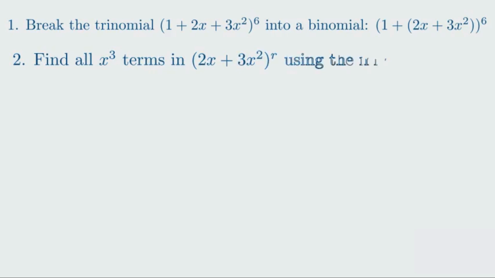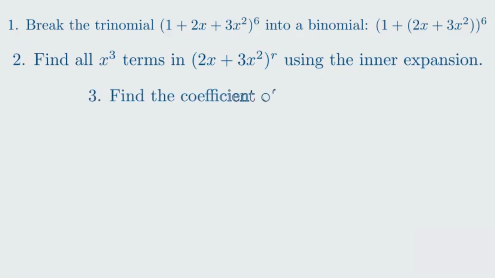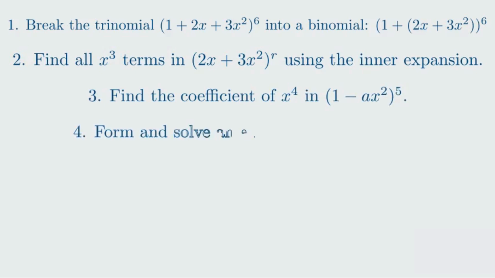Third, we found the coefficient of the desired power, x to the 4th, in the second, simpler expansion. Finally, we used the relationship given in the problem to form an equation and solve for the unknown constant a. This method of grouping terms in a multinomial expansion is a very powerful technique to remember. You can apply this same process for trinomials, quadrinomials, and so on.